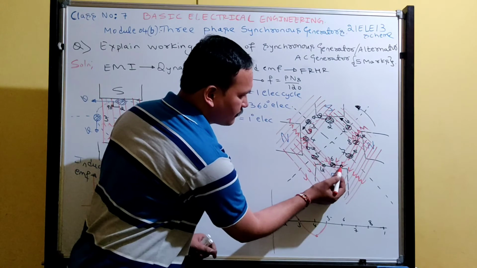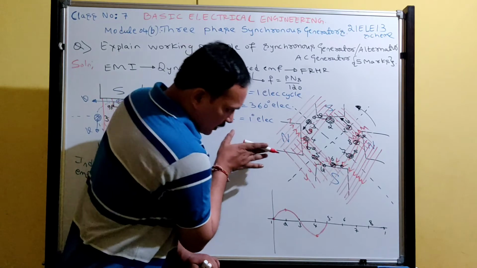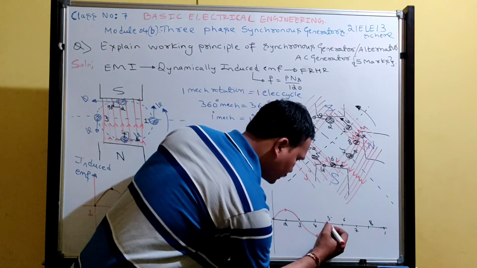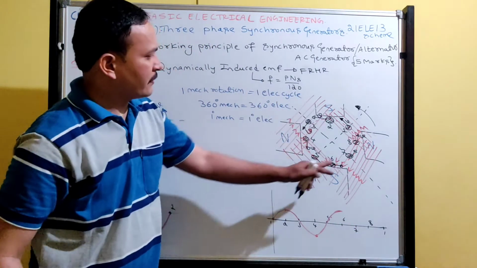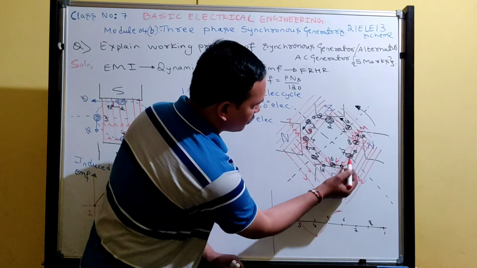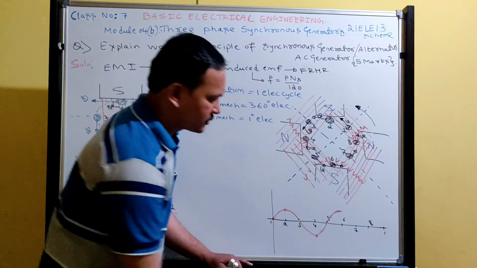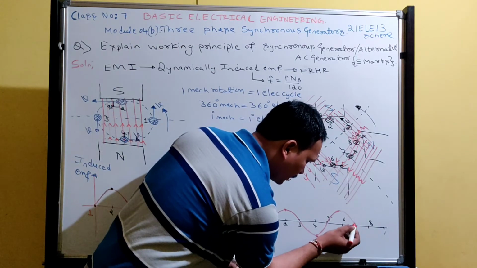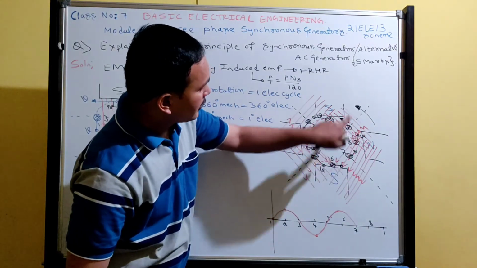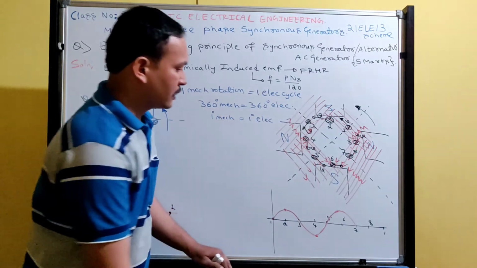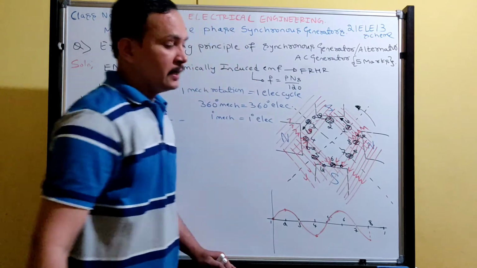Similarly, position 6. See the position 6, velocity is cutting the flux. So therefore at position 6, you will get some induced quantity. Okay. At position 7, velocity is parallel to lines of flux. So induced EMF will be minimum. At position 8, velocity is cutting the flux. So we will get a negative induced quantity at position 8.